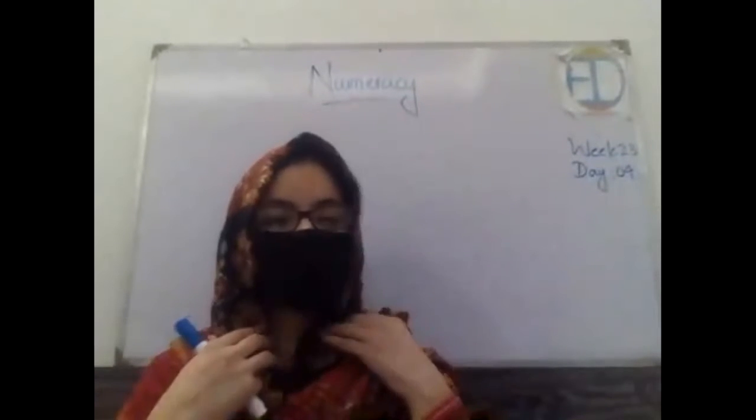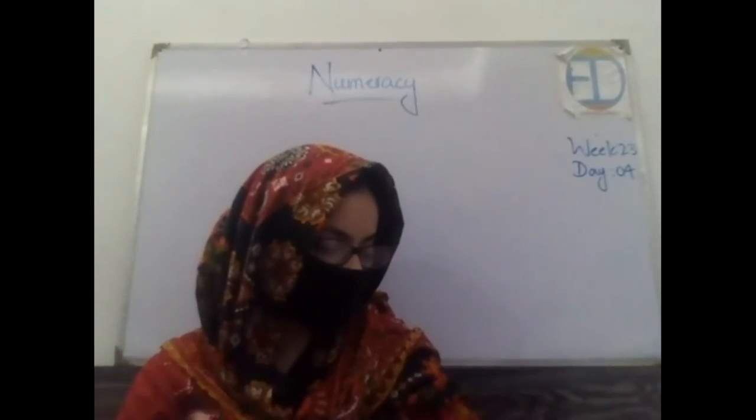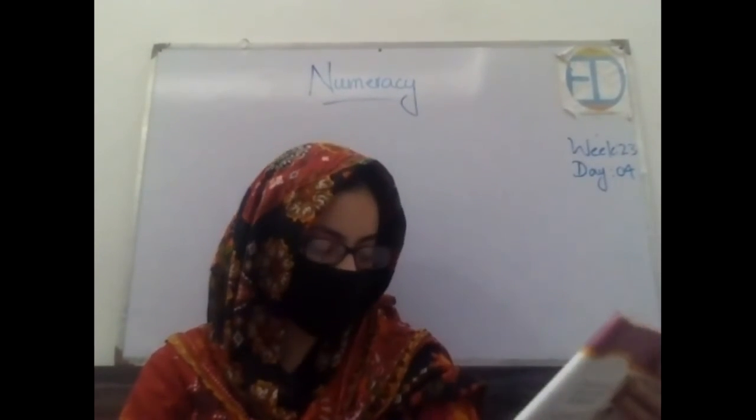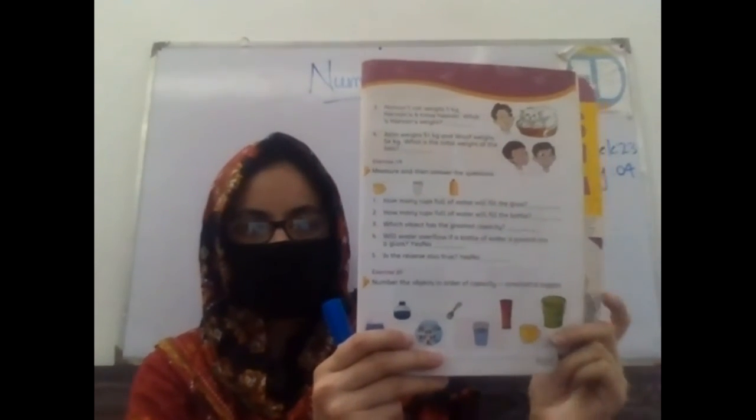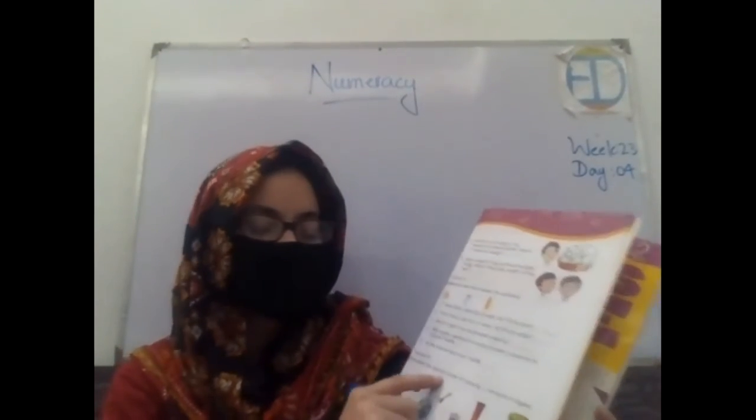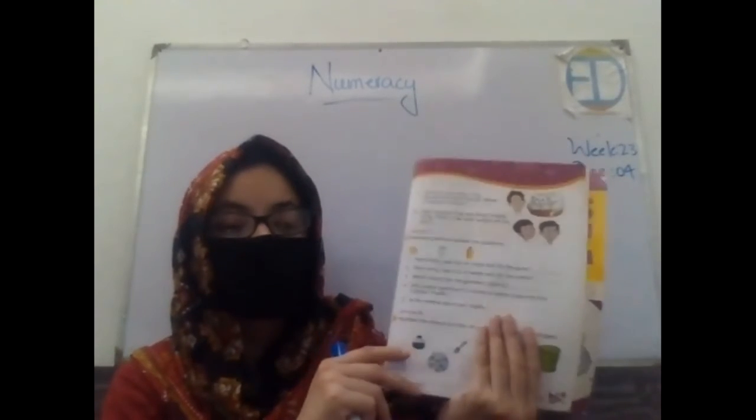Now, because we have already discussed what capacity is, I want all of you to please open your book to page number 123. This is 123. Please open this. So the first exercise, which is exercise number 19, is your home assignment. Why?